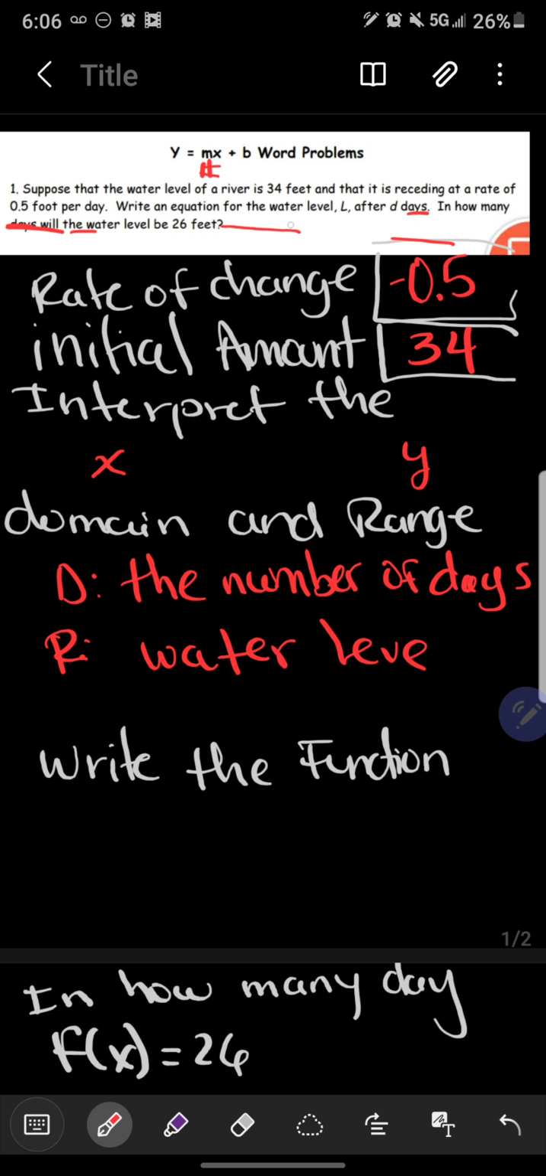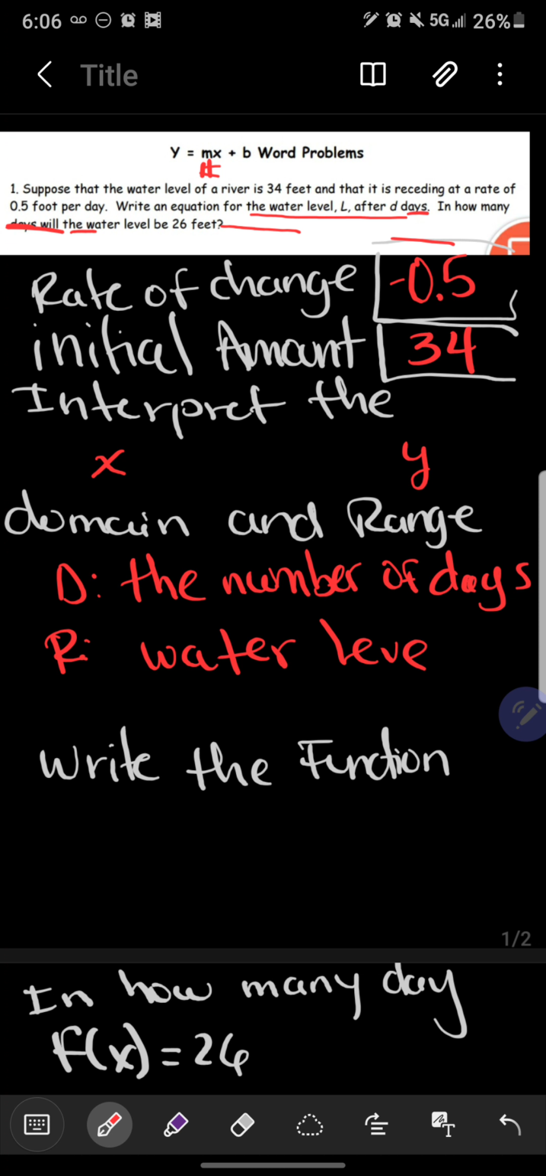And it says here, look, I want you to understand that they give you everything. It says, write the equation for the water level L after D days. And we already know that the days will be the domain. So the water level L will be the range.